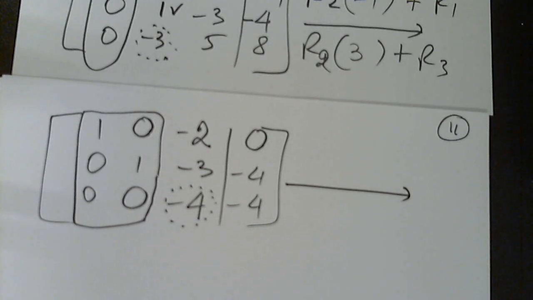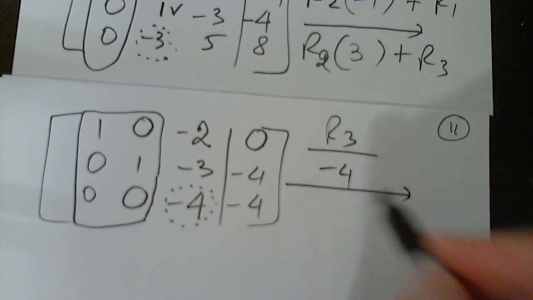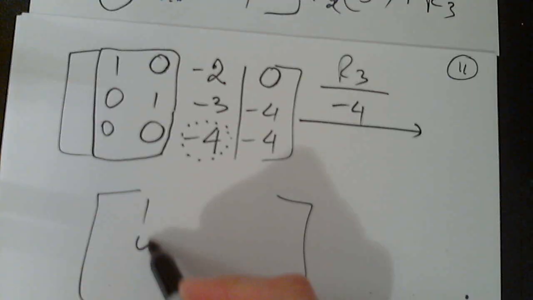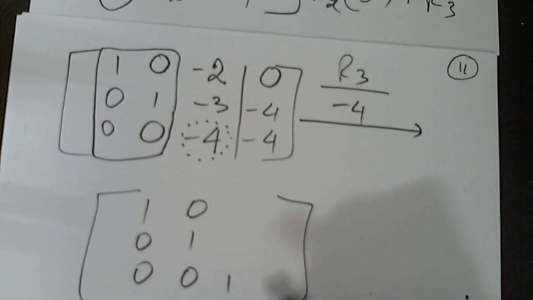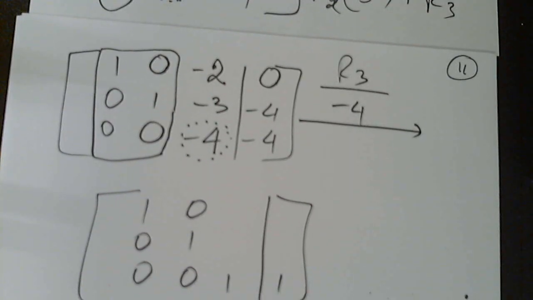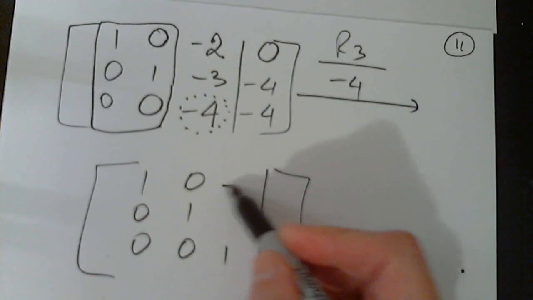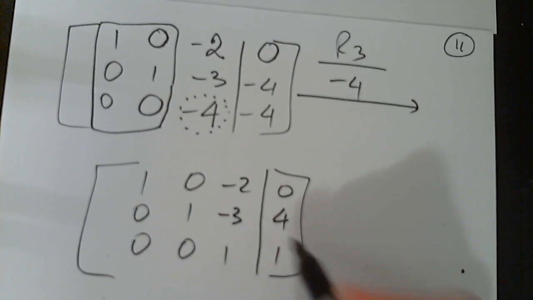I cannot have anything else but 1 in there. So what should I do? Do we divide by -4? Indeed. Row 3 by -4. Perfect. Do not destroy what you accomplished. So this by -4 is 1, this by -4 is 1, -2, 0, -3, -4.